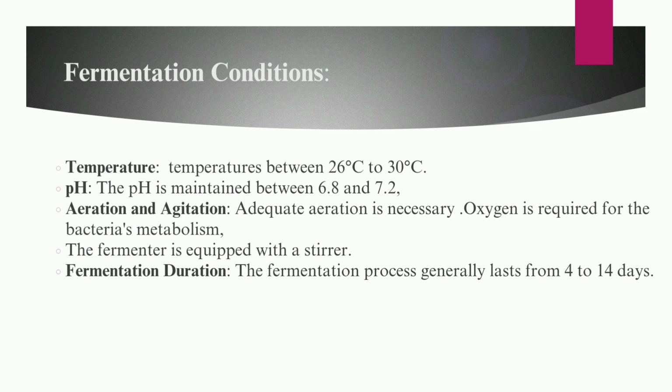Fermentation conditions during the production of streptomycin. The temperature should be maintained between 26 degrees Celsius to 30 degrees Celsius to carry out the production of streptomycin. And then the pH should be maintained between 6.8 to 7.2. So it is the optimal growth condition to support the growth of Streptomyces, which supports the antibiotic biosynthesis.